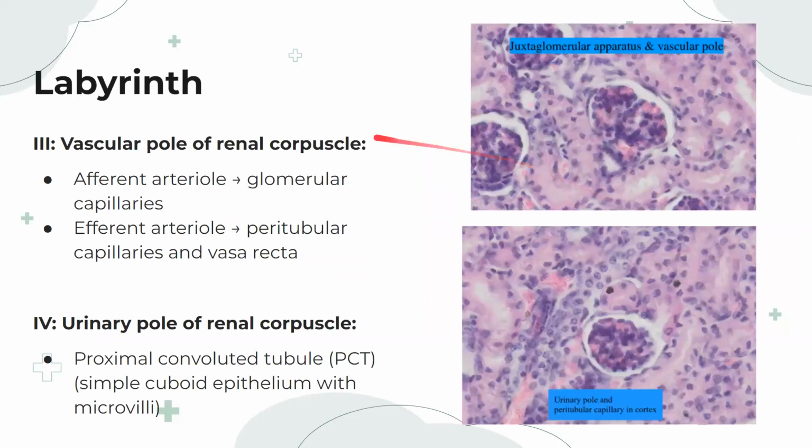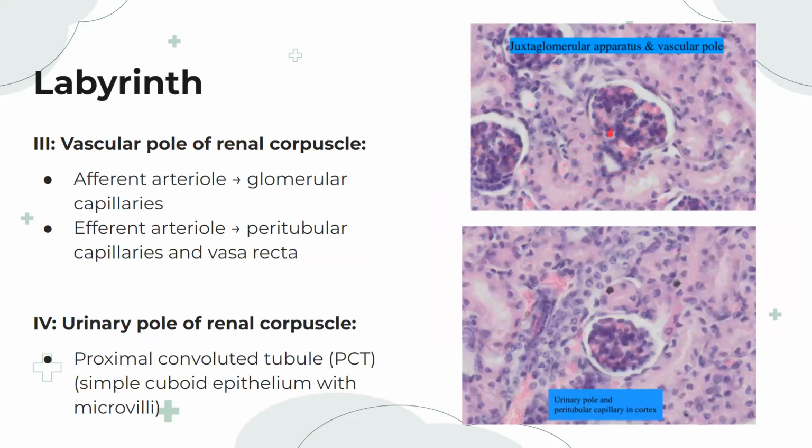All right. Now, the third aspect of the labyrinth would be the vascular pole of the glomerulus. The vascular pole is basically this portion right here. It's opposite. So this is the urinary pole. The Bowman's capsule is called the urinary pole. And then we have the vascular pole, which is where the capillaries are coming from, right?